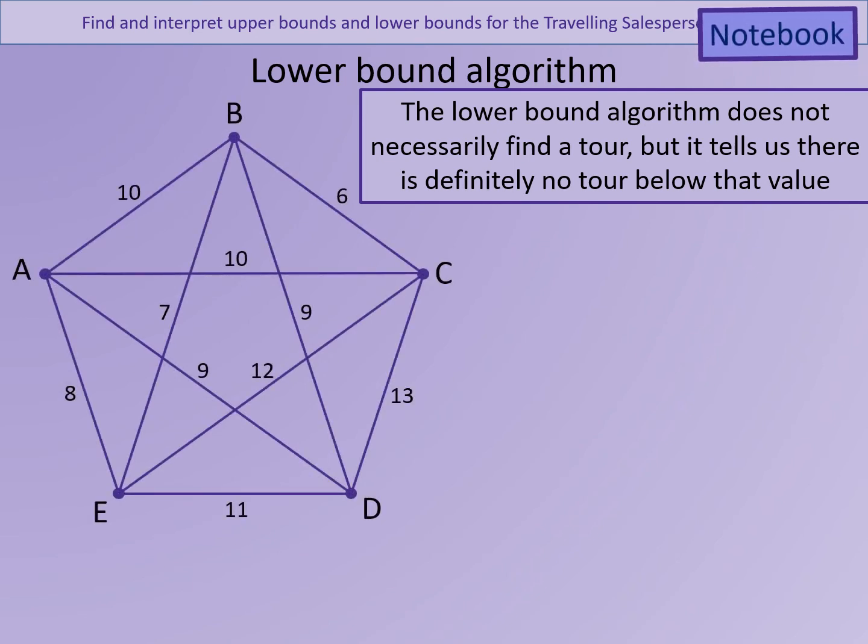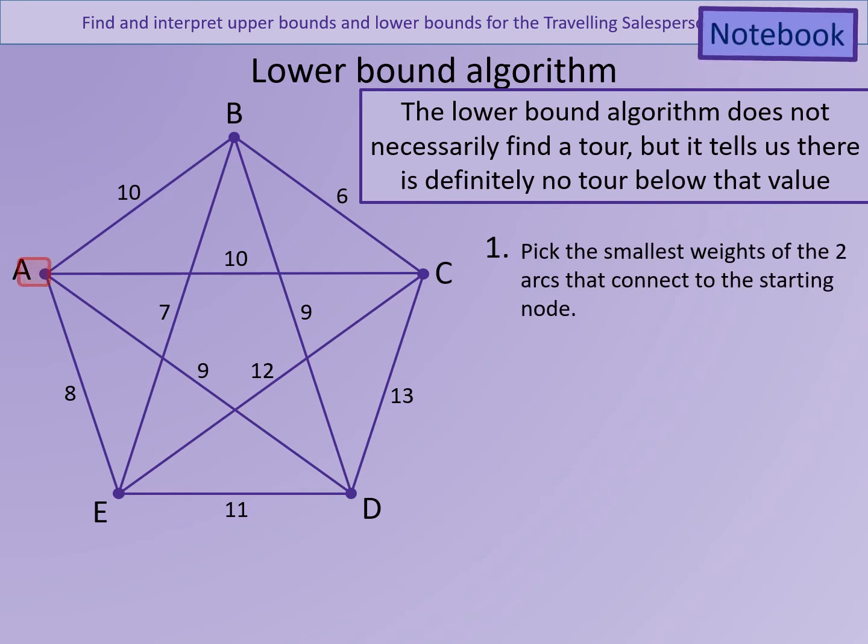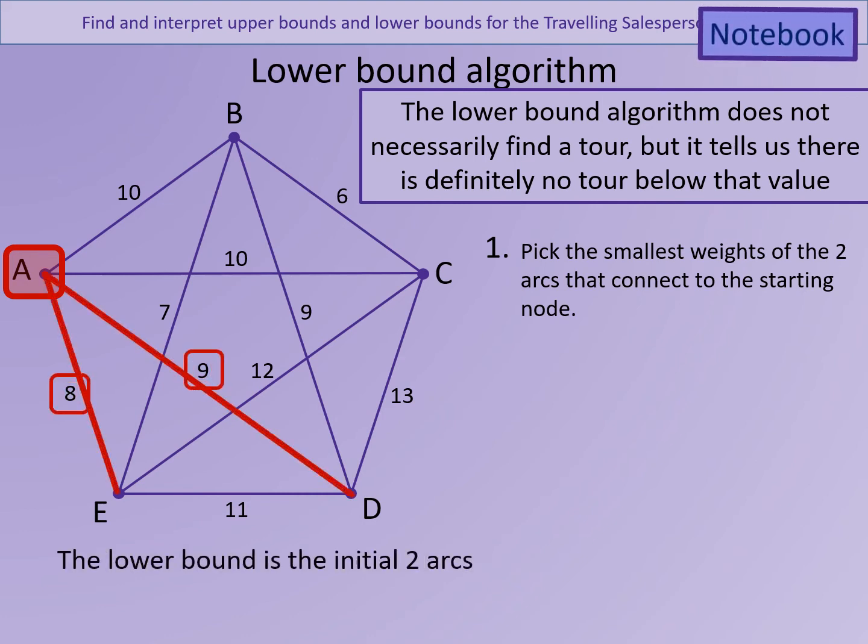So here's a network. We're going to start by choosing a vertex, a node. In this case, we're going to choose node A, and we're going to choose 2 arcs coming from A, because any Hamiltonian cycle will have to include 2 arcs that go through A. We're going to choose the 2 smallest because we're trying to look for a best case scenario. So the 2 smallest arcs are AE and AD. So the lower bound is going to include those 2 arcs.